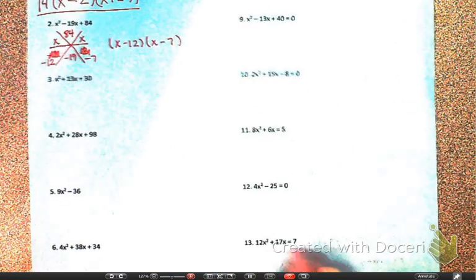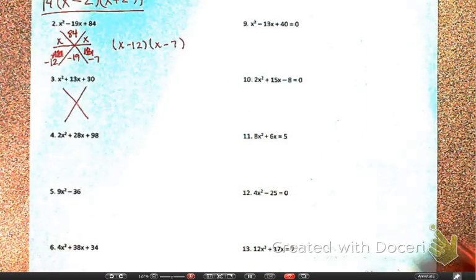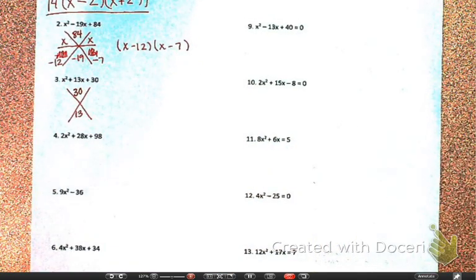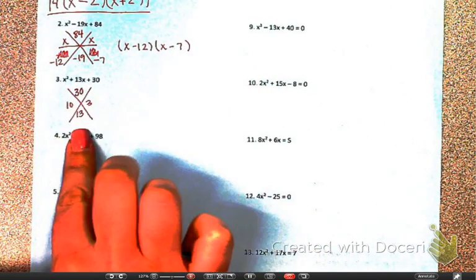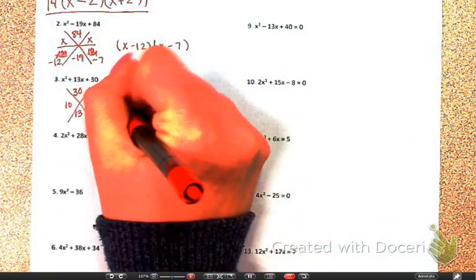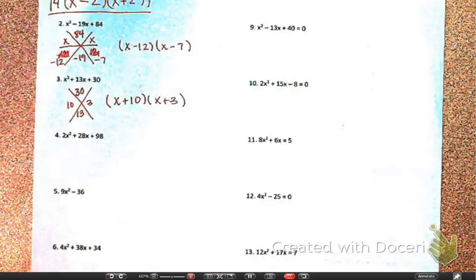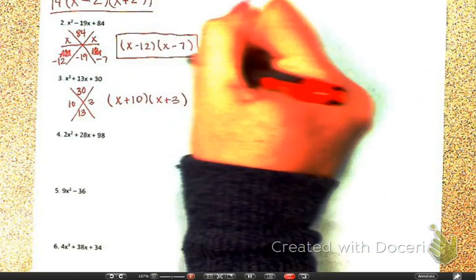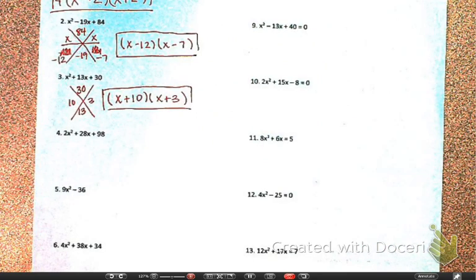Number 3, there is no GCF. I'm just going to do the x, but you can use the super x. Two numbers that multiply to 30 and add to 13. 10 and 3. Again, check. 10 times 3 is 30. 10 plus 3 is 13. x plus 10 times x plus 3 should be your answer. Make sure on your test tomorrow you box or highlight or something so I can find your answers.